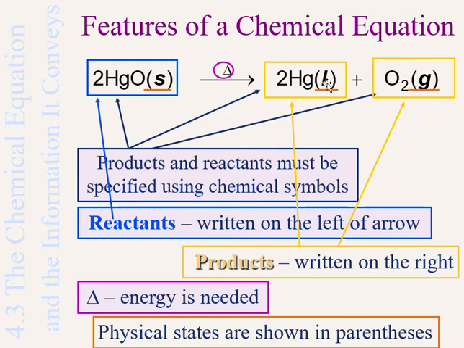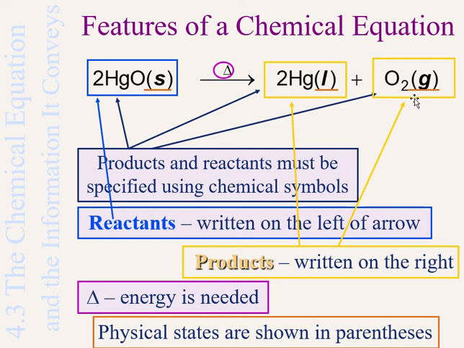Mercury is a liquid. Here is the physical state, L for liquid. You put these parentheses and in that you put the state. The original mercury oxide was solid, and it forms liquid mercury and oxygen gas.